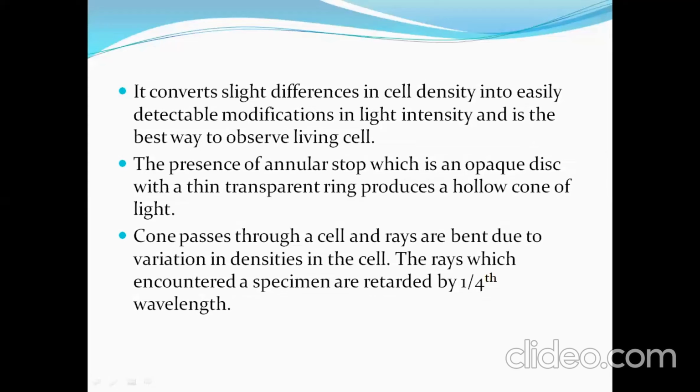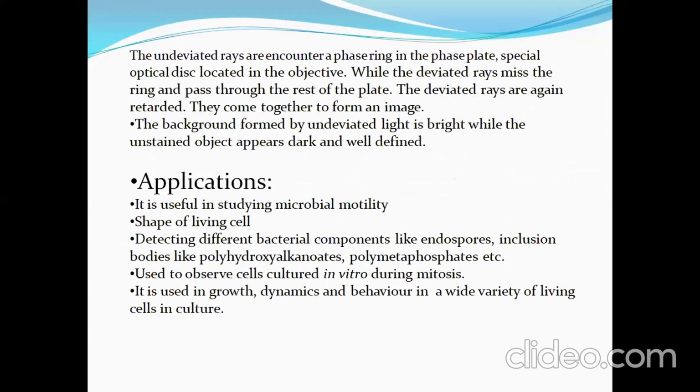The phase contrast microscope is creating a contrast in the slide or in the specimen. By this way, the undeviated rays encounter a phase ring in the phase plate, a special optical disc located in the objective, while the deviated rays miss the ring and pass through the rest of the plate. The deviated rays are again retarded, so they come together to form an image. So this is the basis, or the principle, of the phase contrast microscope.